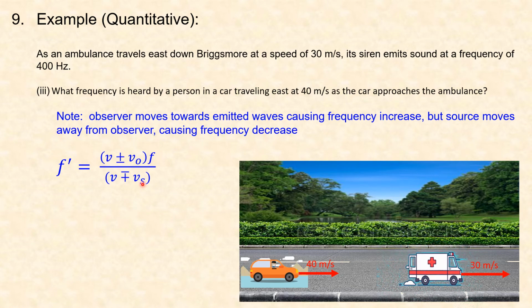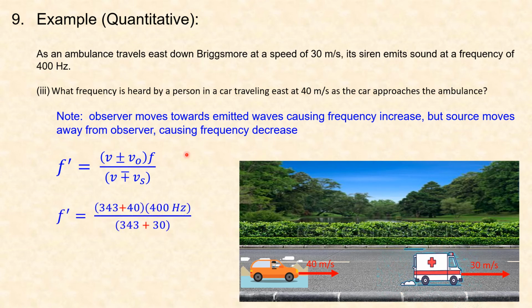So here we have these two contradictory effects. And in order to make the frequency go down, we want to make the denominator bigger. We will choose the plus sign in the denominator. Once again, that's the hard part of this problem. The rest is just plugging in numbers.